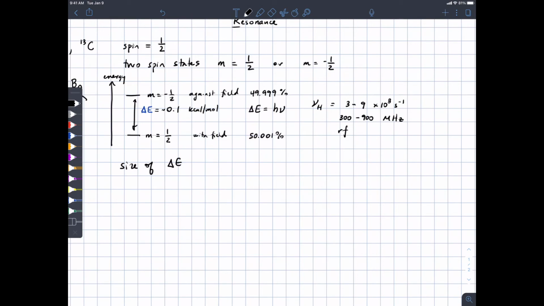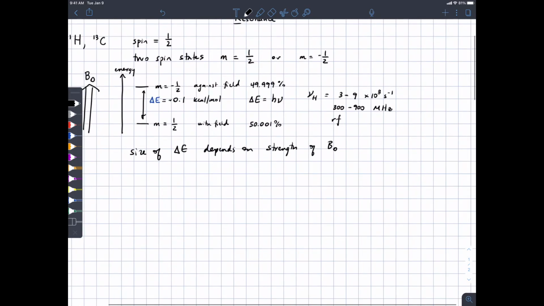The size of this energy difference depends on the strength of the magnetic field. And that's important for later on, because we will see that variations in the magnetic field that a proton experiences will cause variations in the frequency where the proton can undergo this transition.